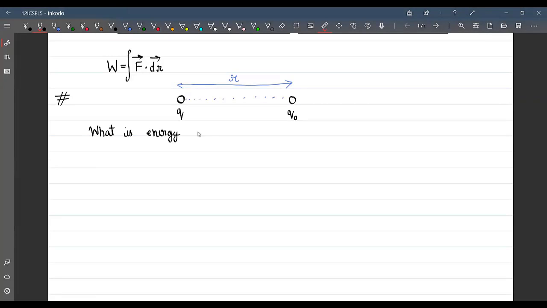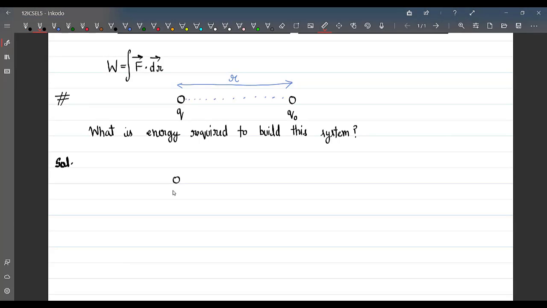What is the energy required to make or build this system? So the question before that would be, Miss, how would you build this system? There are only two particles, so it's very easy to do. First, you'll bring in the first particle.